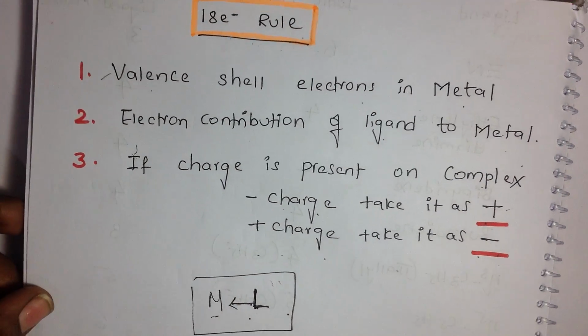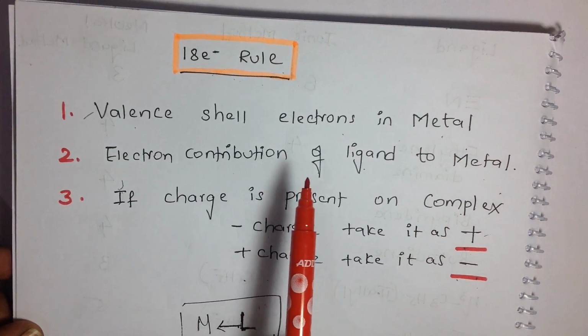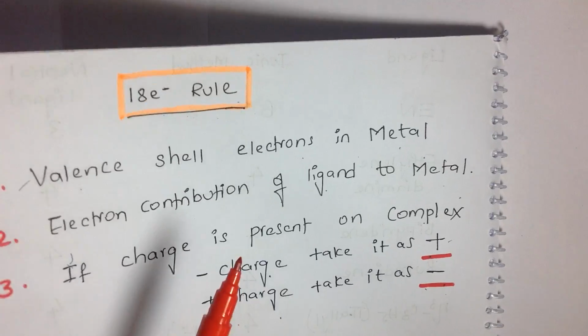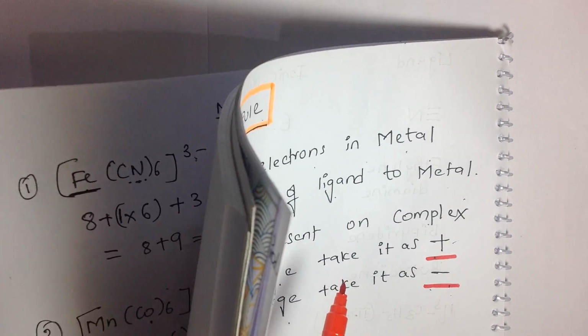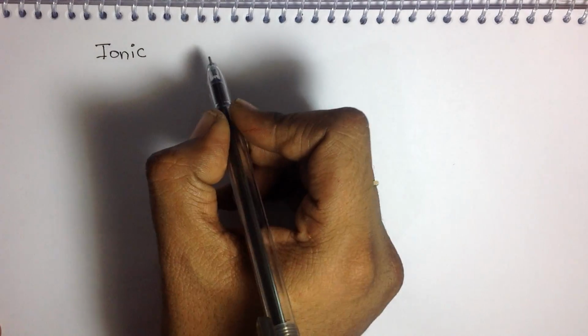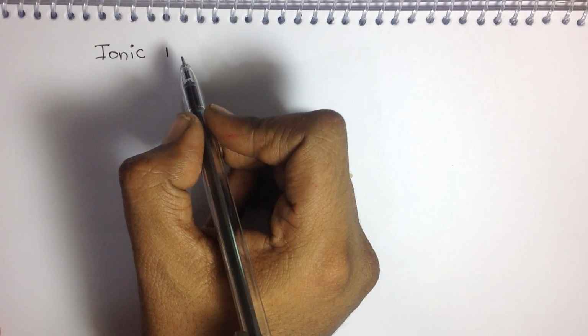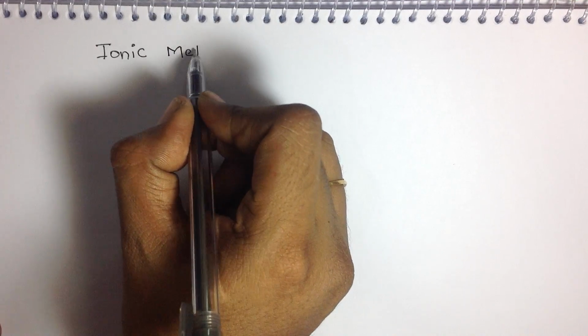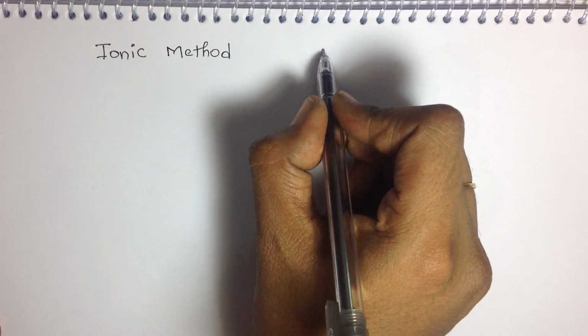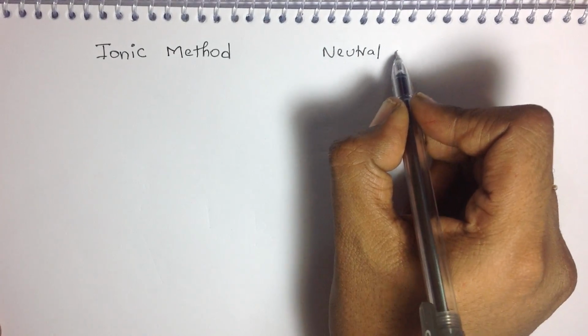Our second criterion is that we want to see the electron contribution of a ligand to the metal. In order to calculate the electron contribution by the ligand to the metal, we have two different methods. One is the ionic method, and the other is the neutral atom method.